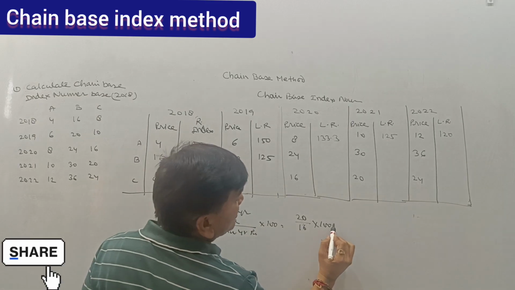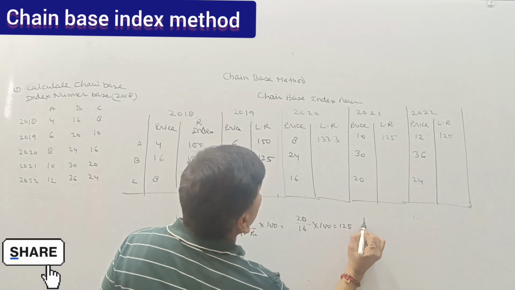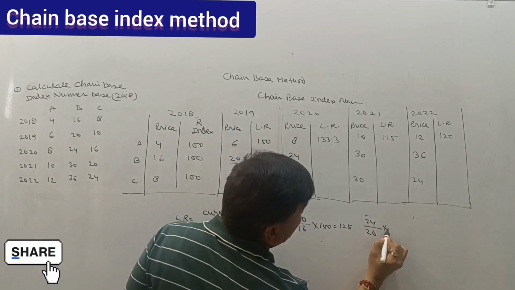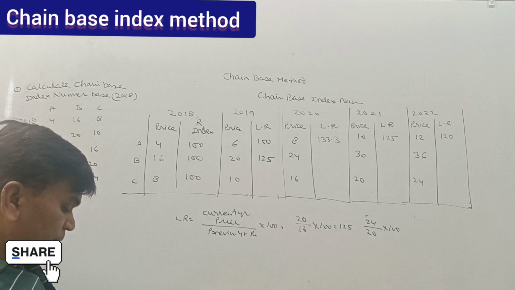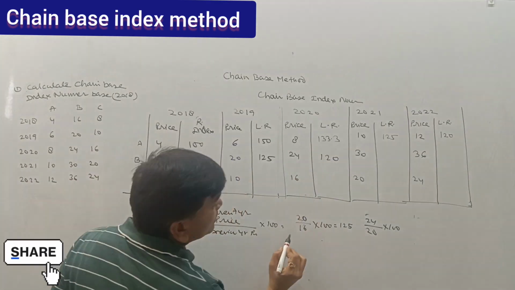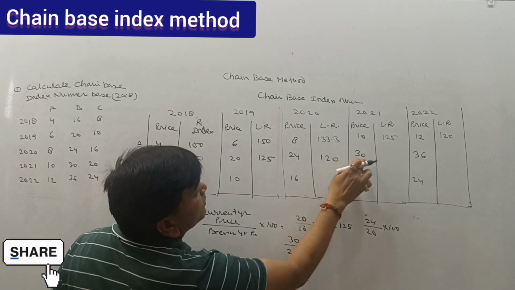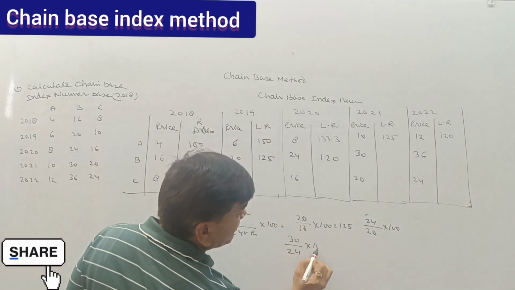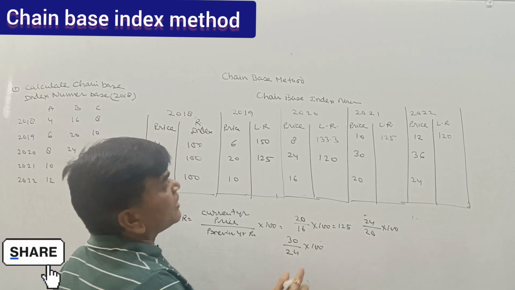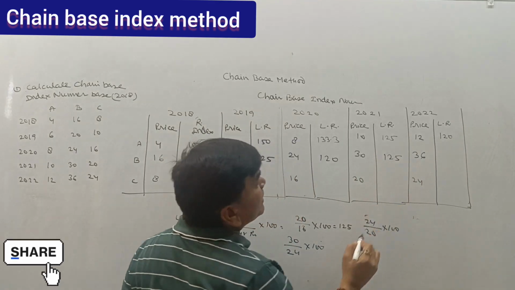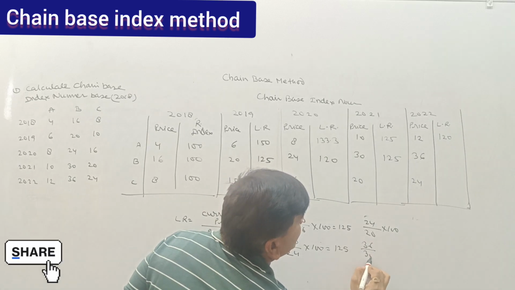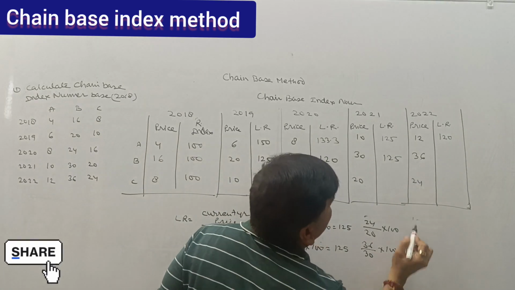Then next one, 24 divided by 20 multiply by 100, that is 120. Now 30 divided by 24 multiply by 100. This is the chain base index, so 125. And last one, 36 divided by 30 multiply by 100, so 120.